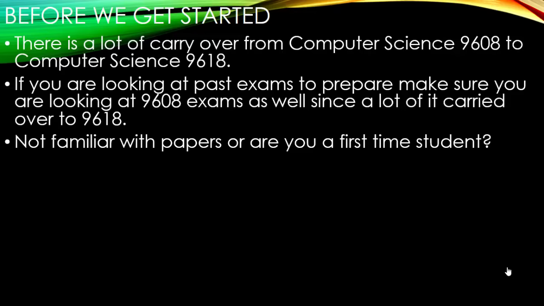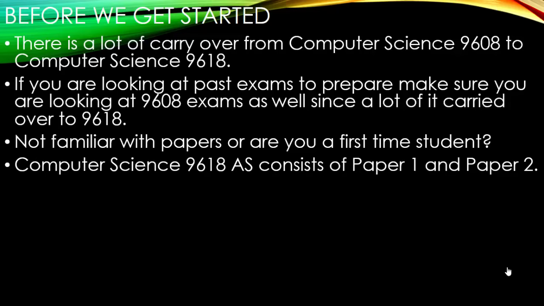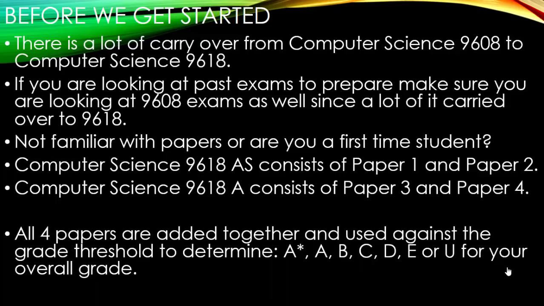Now, if you're not familiar with papers or if you're a first-time student, there are some things you need to know. Computer Science 9618 AS will consist of Paper 1 and Paper 2. Computer Science 9618 A-Level consists of Paper 3 and Paper 4. All four papers are added together and used against the grade threshold to determine whether you're an A prime, A, B, C, D, E, or U for your overall grade.